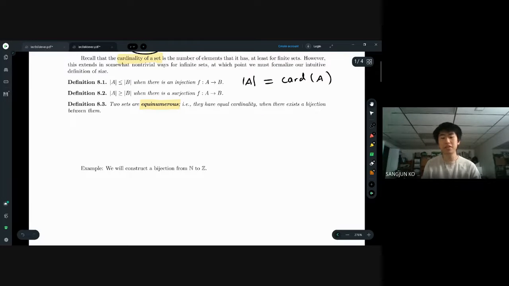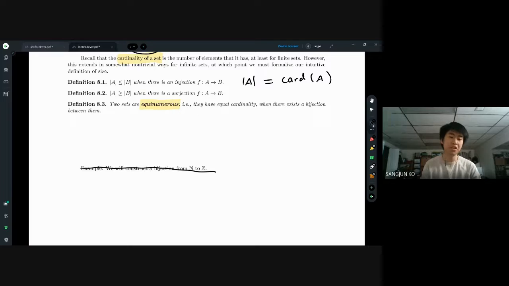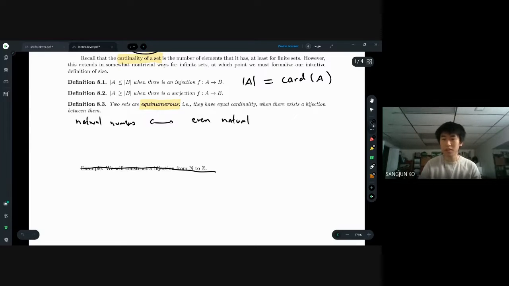Before we even look at N to Z, I think this is not the easiest example to look at. We're going to construct a bijection from the natural numbers to the even natural numbers. Intuitively, I think this is like the first example. So we have the set of natural numbers.